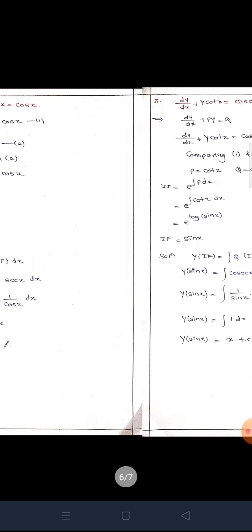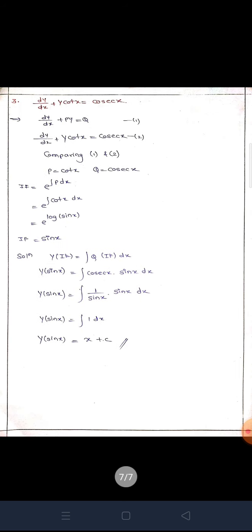Similarly, you have to solve equation number 3. That is, solve the differential equation dy by dx plus y cot x is equal to cosec x. Now write equation 1 and 2 and compare them. So what is the value of p? That is cot x, and the value of q is cosec x.